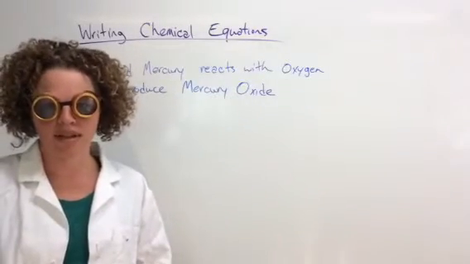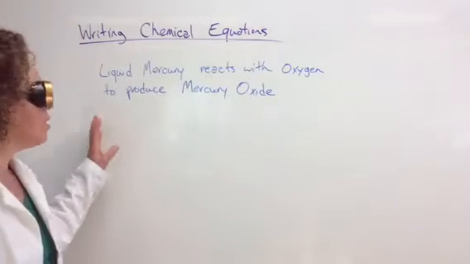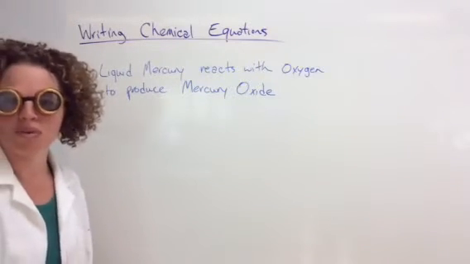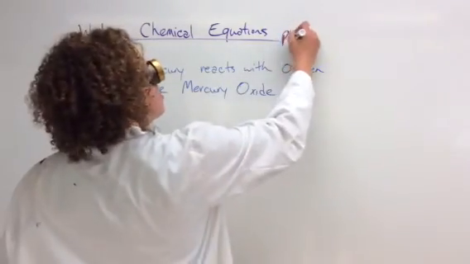So there's a lot of little things involved with writing a chemical equation. I just kind of thought that I would use an example. This is on page 113 in your textbook. I'll make a little note there.